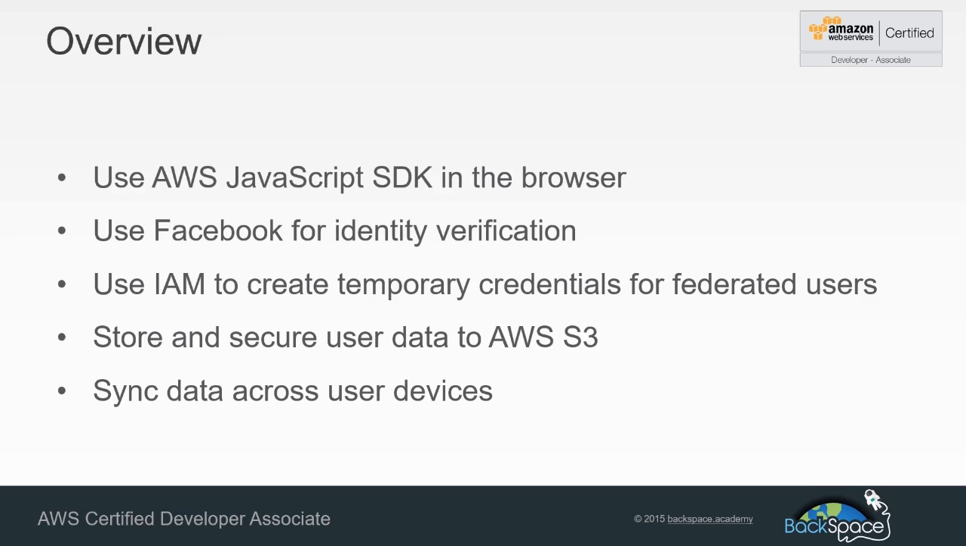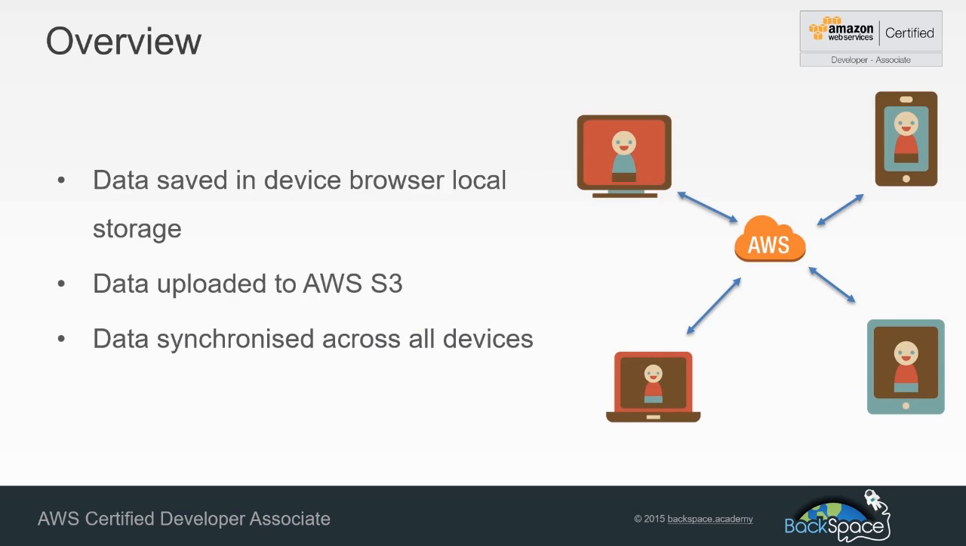That will enable those federated users to store and secure their own data in Amazon S3 without affecting your data and without affecting other user data as well. And then we're going to allow that to be synced across all of the users' devices. The way that's going to work is we're going to use browser local storage, and then upload that data to Amazon S3 and synchronize across all the devices. So we're going to check the objects contained in Amazon S3 against what is located in browser local storage, and then we're going to sync the storage.